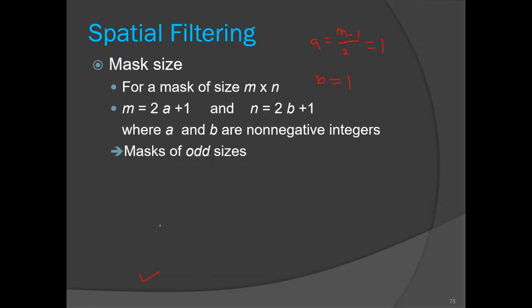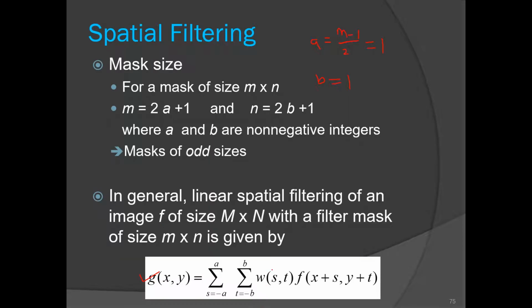So what we have here is a product of the filter coefficient and the pixel values. In general, a linear spatial filtering of an image f of size m by n with a filter mask of size small m cross small n is given by this equation.